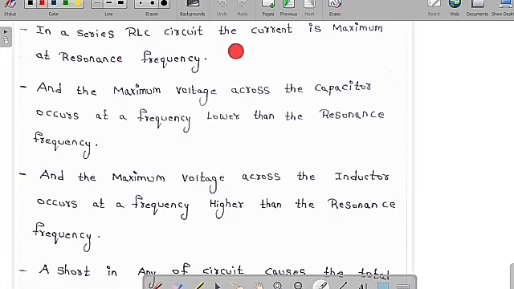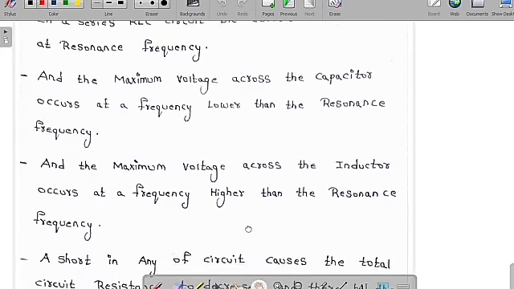In a series RLC circuit, the current is maximum at resonant frequency, whereas it is minimum for a parallel RLC circuit. And the maximum voltage across the capacitor occurs at a frequency lower than the resonance frequency. I have already told you that in a series RLC circuit, the maximum voltage occurs across the capacitor at a frequency lower than the resonant frequency, whereas for the inductor it occurs above the resonant frequency. So the maximum voltage across the capacitor occurs at a frequency lower than the resonant frequency, and the maximum voltage across the inductor occurs at a frequency higher than the resonant frequency. These points I have already discussed in the series RLC circuit.